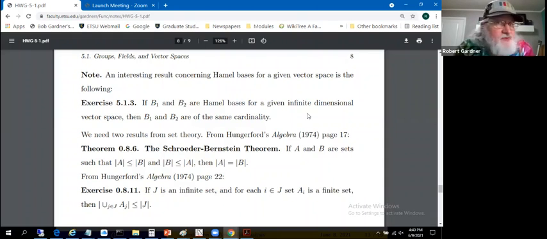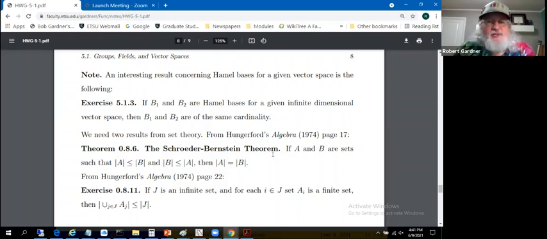I'm not sure how useful that is in these more abstract spaces. It's certainly useful in finite dimensions. It's useful in some infinite dimensional spaces. I'm not sure how useful it is in some of the more weird ones. But two Hamel bases having the same cardinality is the claim.